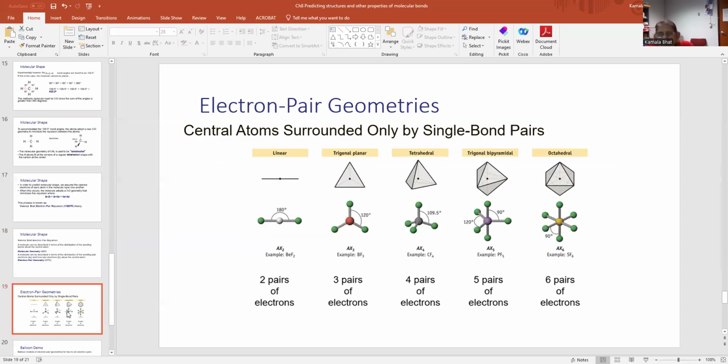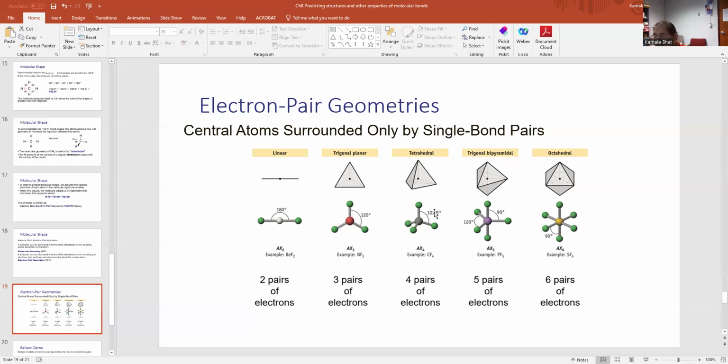And here are the electron pair geometries of various atoms surrounded only by single bond pairs. The general formula that we generally use is AX. AX is linear, AX2 is linear, AX3 is trigonal planar. Then if you have AX4, that means 4 bonding electron pairs. X is the atom at the extremity, A is the central atom, and the angle is 109.5.